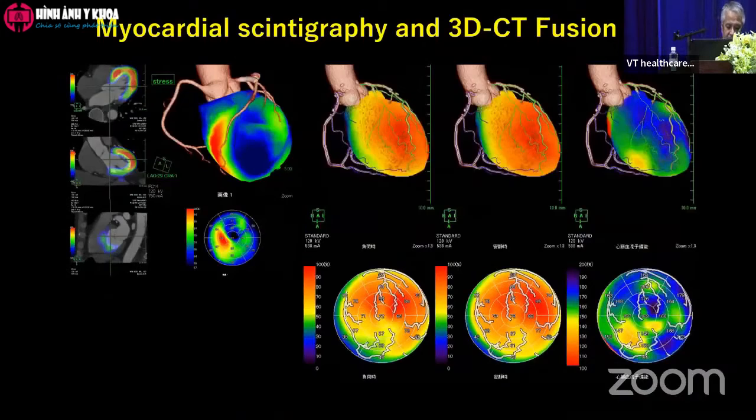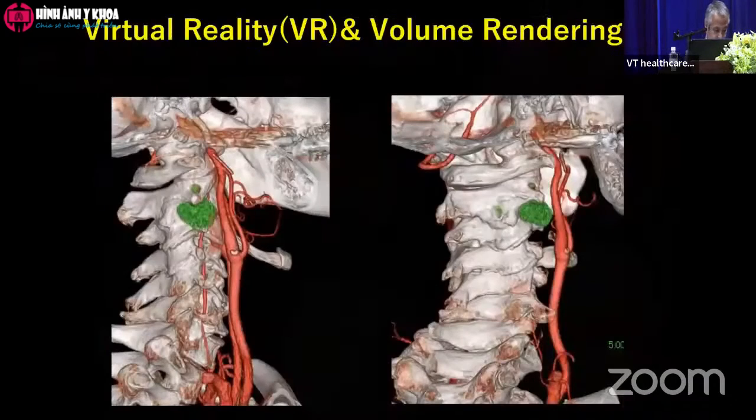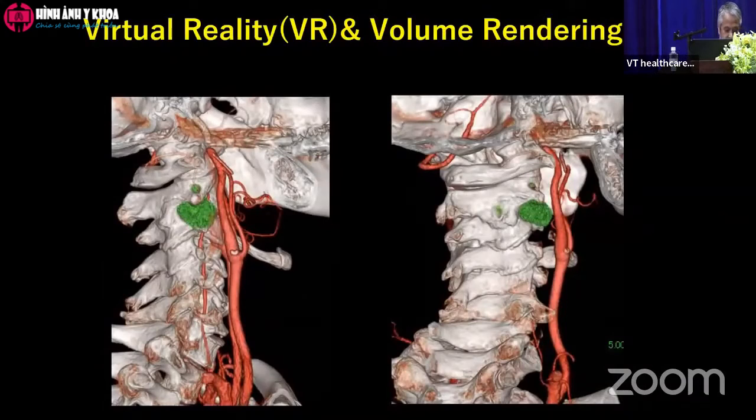Myocardial scintigraphy and 3D CT fusion. Cerebral perfusion scintigraphy, IMP, and 3D CTA fusion, cerebral infarction. A 3D volume rendering image of the cervical spine, C2 tumor region, is shown. From now on, it will be converted to virtual reality data and displayed in space.